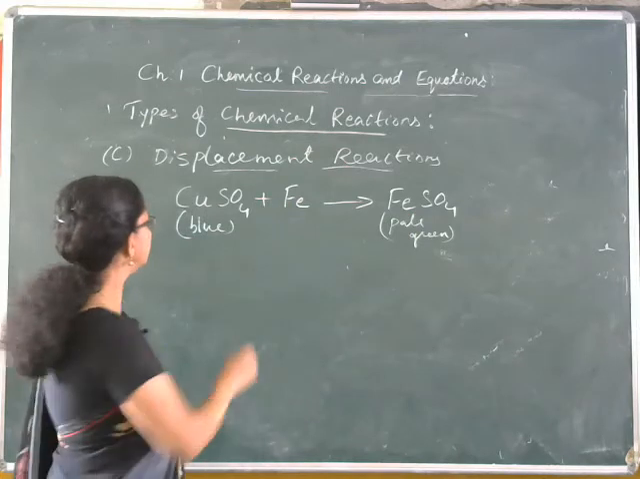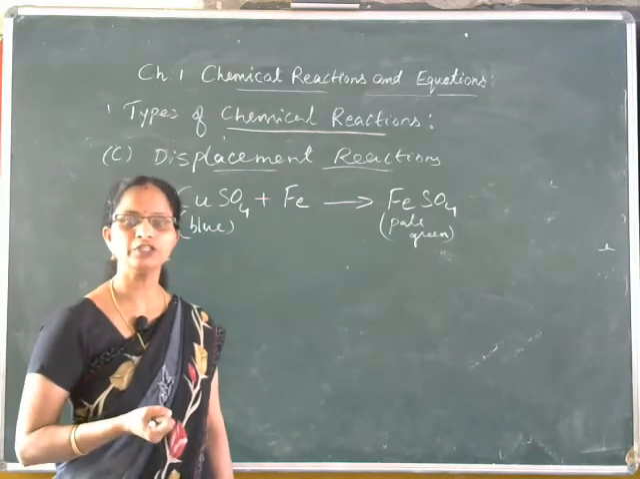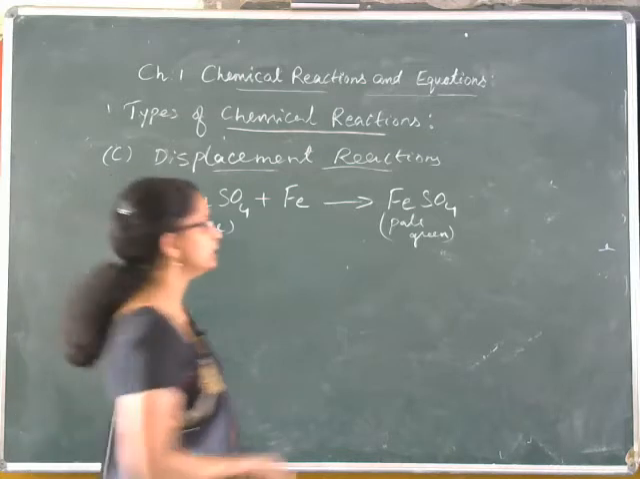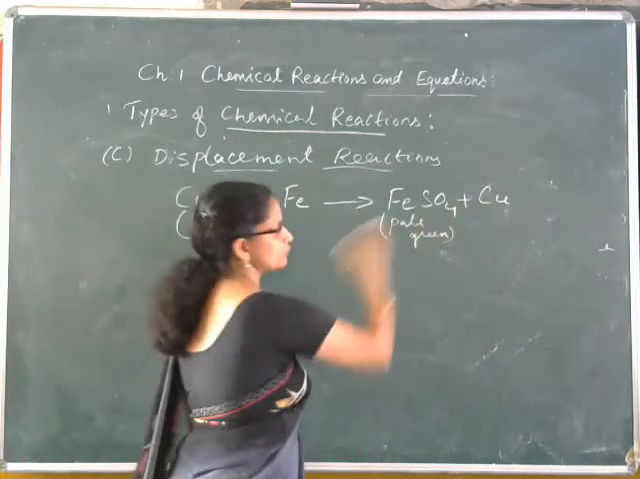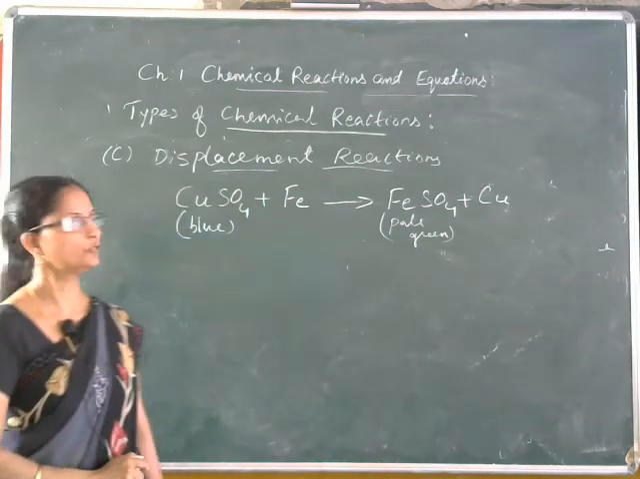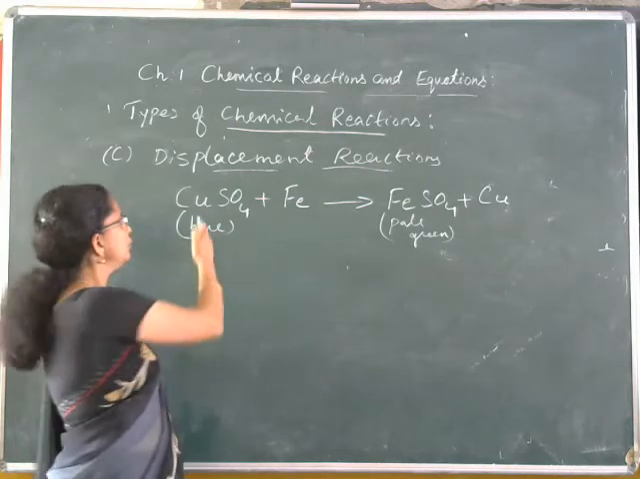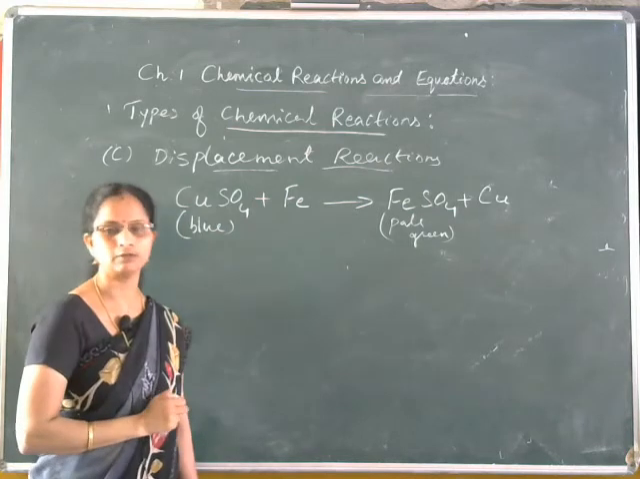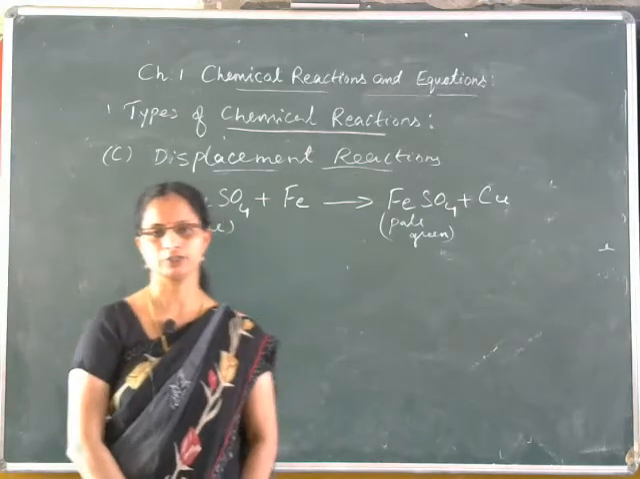And also we can see on the iron nails some brownish substance sticking on it, that is copper, that is displaced from the solution. So here a highly reactive metal displaces a low reactive metal from its salt solution. So this is an example of displacement reaction.